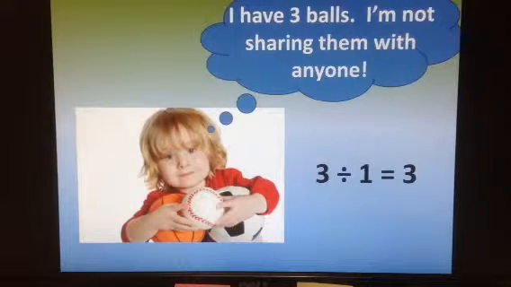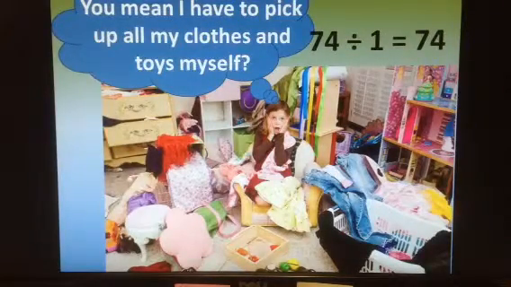Here's another kid talking about the same thing. He says, I have 3 balls. I'm not sharing them with anyone. So that is also 3 balls, divided by 1, because only one person gets to play with them, equals 3. This girl says, you mean I have to pick up all my clothes and toys myself? She has 74 clothes and toys to pick up. There's only one person to do all that cleaning. That means that equals 74 things for her to pick up herself.